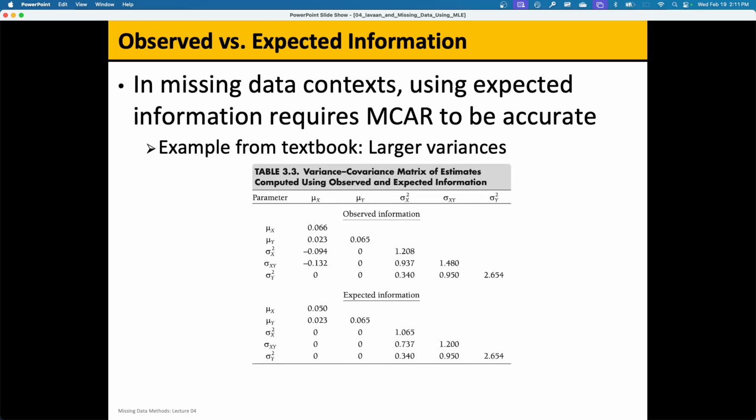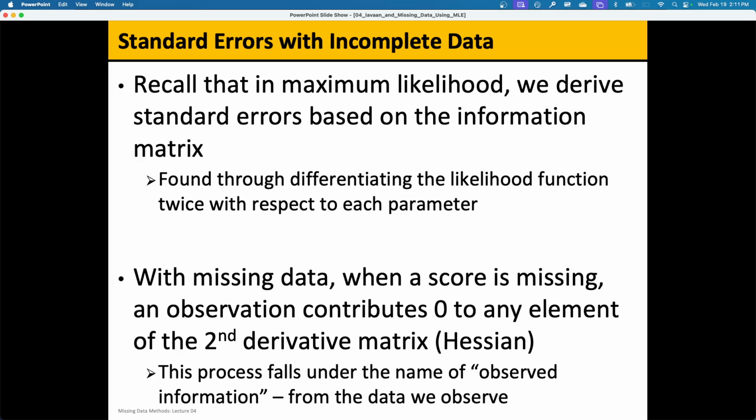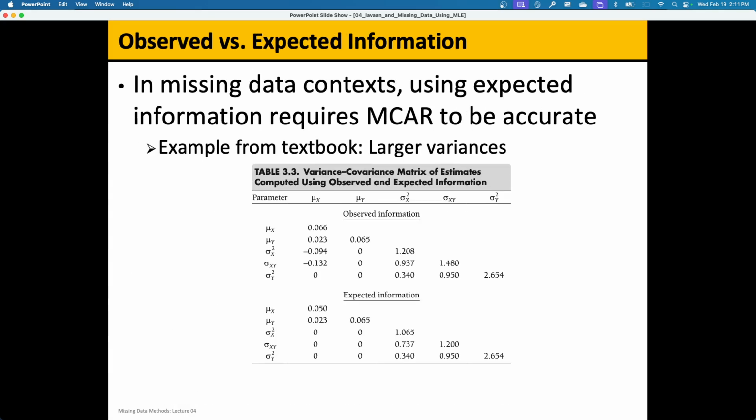And the book kind of shows this as well. There's a difference. This right here, this latter part, is what we call observed information. And observed information, as we talk about in chapter 3, there's another type of information. It's called expected. Expected is like if everything goes according to theory. Observed is, well, we've got missing data involved, right?